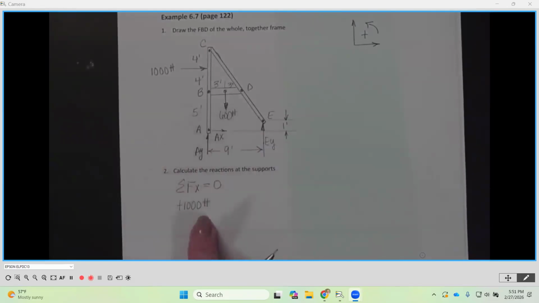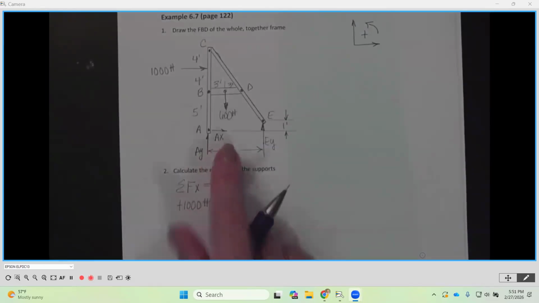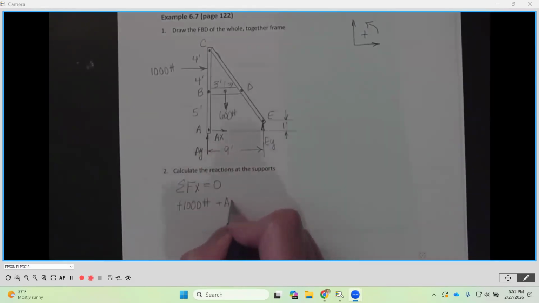And then make sure you put your units in. And I've got a positive AX. Those are the only 2 forces in the X direction, so I can set those equal to 0. And now I'm going to move my 1,000 to the other side. So AX is going to be equal to a negative 1,000 pounds.